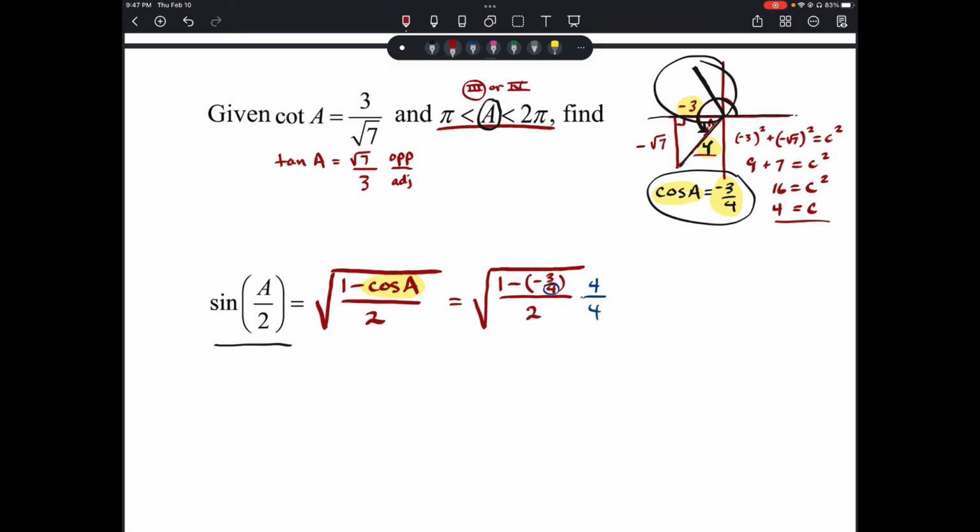So what we've got when we do that, we distribute it through. So we're going to say 4. Now the negative times the negative we know is going to give us a plus, and then we'd have a 3 over 4 times 2 is going to be 8. So we're looking at the square root of 7/8.